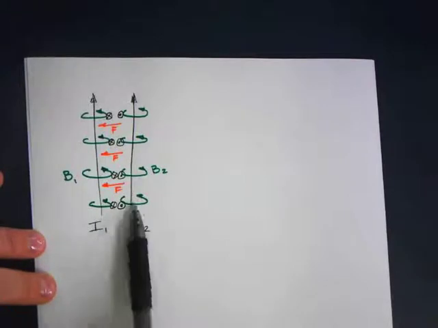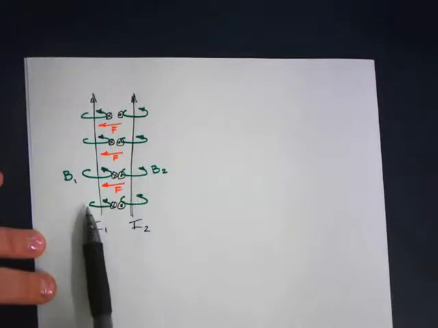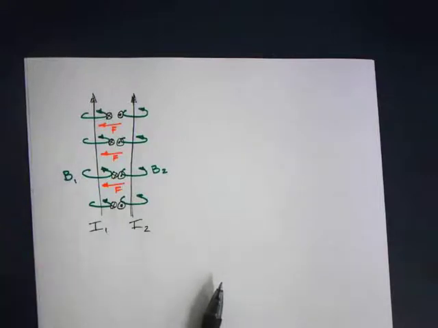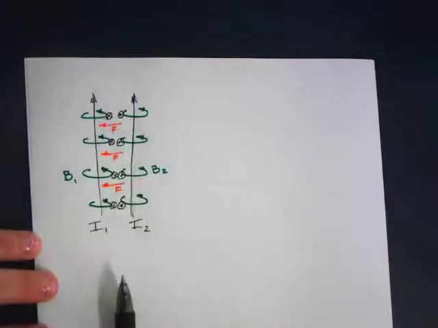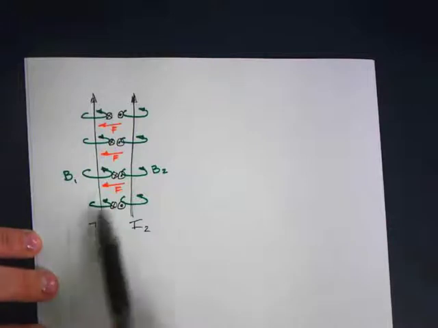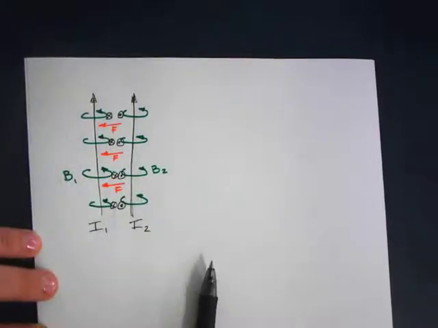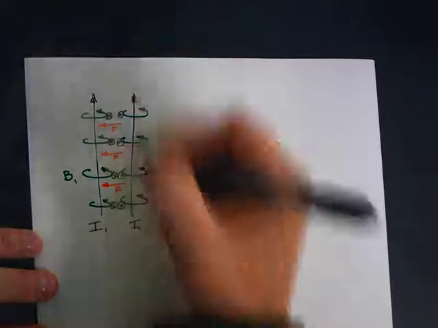This actually has some real-world applications, and that is that if these wires get too close together, they can actually overheat and start a fire. And so when you design circuits, you don't want the wires carrying current in the same direction close to one another.